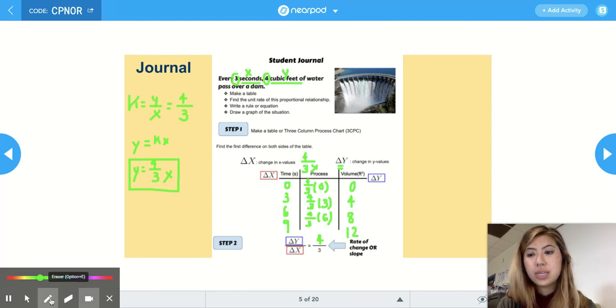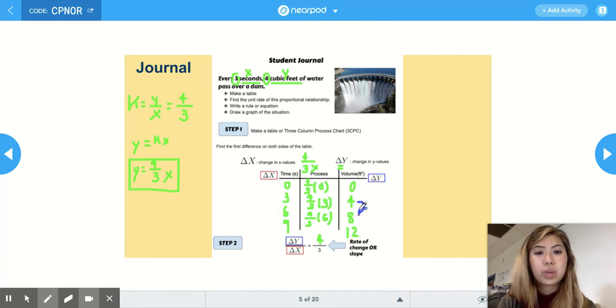So as you can see here, on the right side, the difference between 4 and 8 is positive 4. The difference between 8 and 12 is positive 4. So our change in y values is 4. And then our change in x values, the difference between 3 and 6 is positive 3. The difference between 6 and 9 is positive 3. So our change in x values is 3. And that's how we get our rate of change, or our slope, from the table.